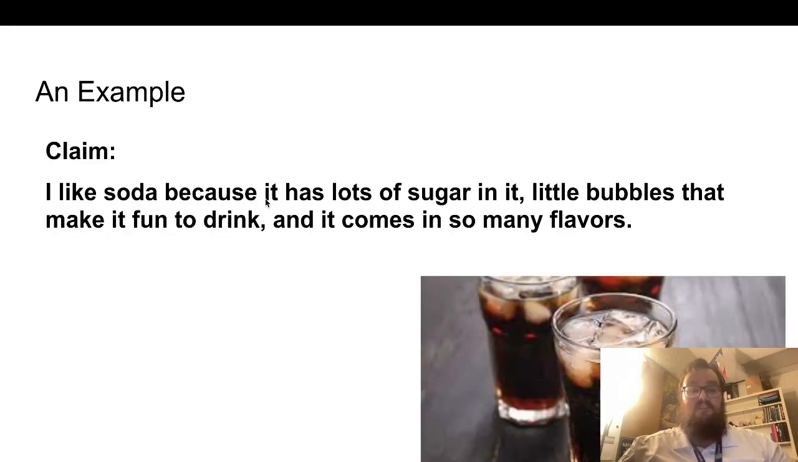So here's an example. This is the example we're working with. I just came up with it. I don't even really drink soda, but I've decided to write an essay about it. The claim is, I like soda because it has lots of sugar in it, it has little bubbles that make it fun to drink, and it comes in so many flavors. Those are 3 reasons I like soda.